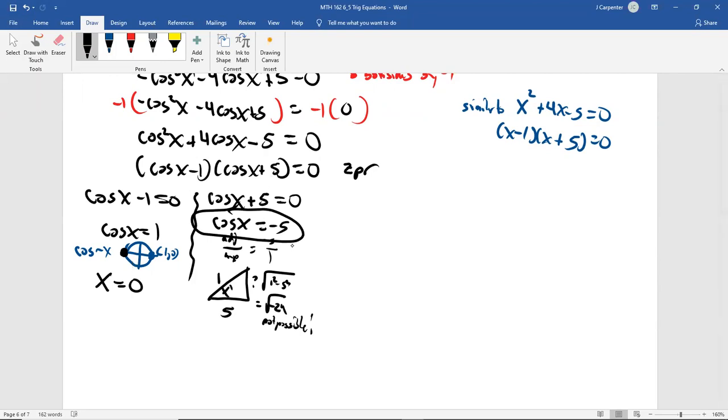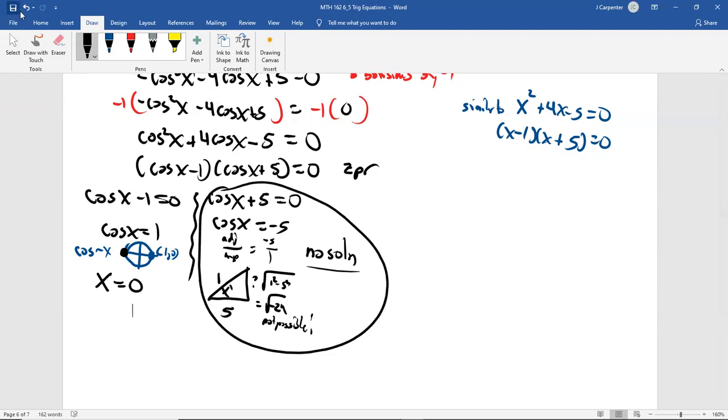Now, maybe you didn't think to draw up this triangle. There's another way you can determine that too. But because that's not possible, there is no solution to that segment. I'm not saying there's no solution overall, I'm saying there's no solution to this piece.